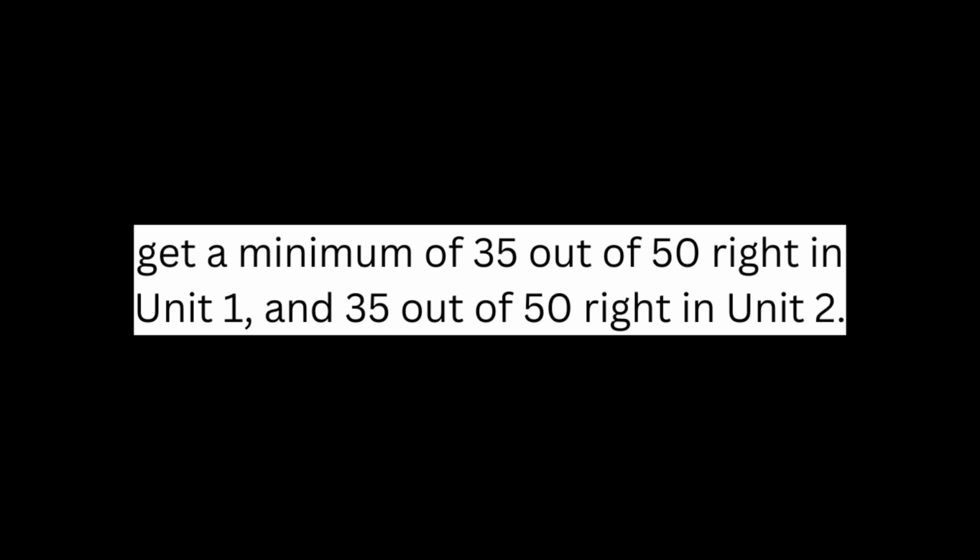A lot of people find that part of CeMAP 1 a little bit more difficult, but the way that it works is you have to pass both units to pass CeMAP 1. So you have to get a minimum of 35 out of 50 right in Unit 1 and 35 out of 50 right in Unit 2. If you get the marks in one unit and not the other, you would have to pay the full resit fee, but you'd only have to resit the first 50 questions. So that's CeMAP 1. CeMAP 2 is the same.